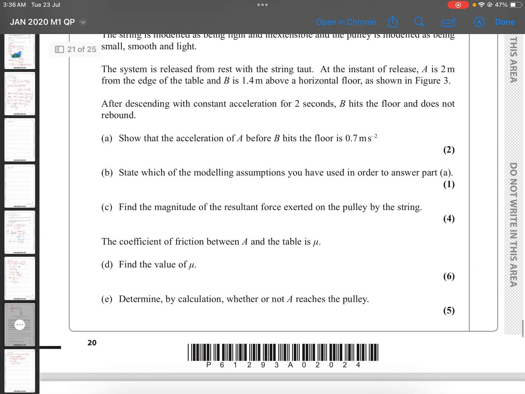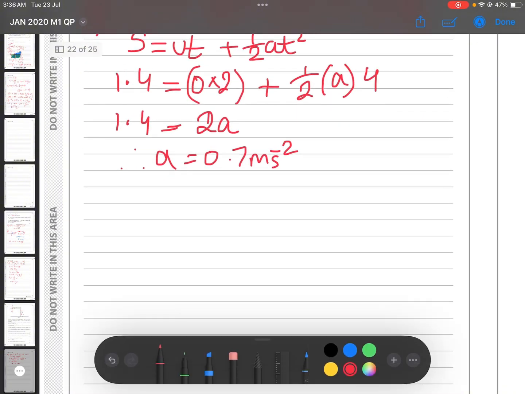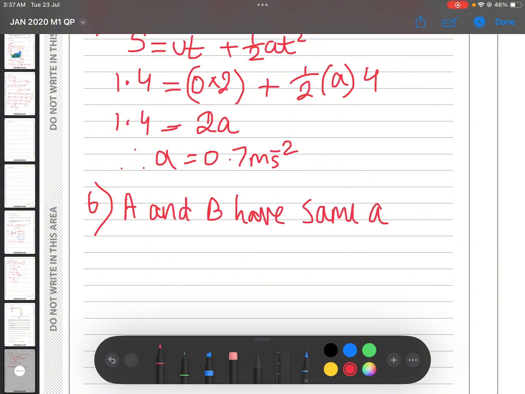Now, part B states: state which of the modeling assumptions you have used in order to answer part A. We made the assumption that ball A and ball B have the same acceleration. So A and B have the same acceleration due to inextensibility of the string.